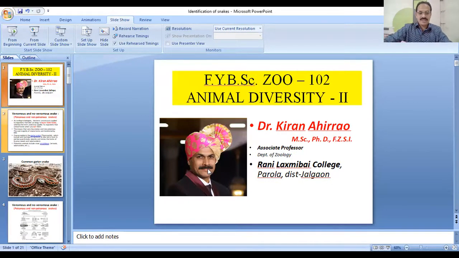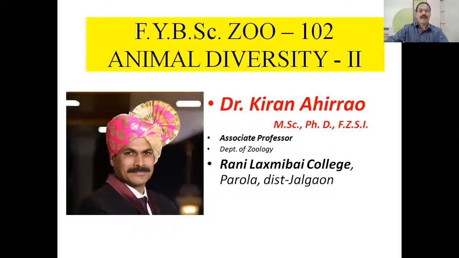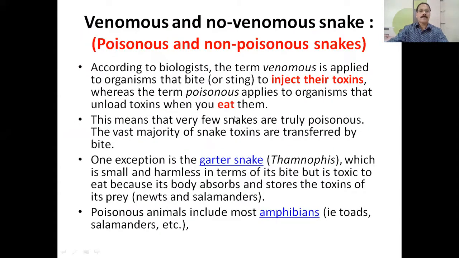One more very important thing is that there is a very important difference between poisonous and venomous. According to biologists, the term venomous is applied to organisms that bite or sting to inject their toxins, whereas the term poisonous applies to organisms that deliver toxins when you eat them. So this means that very few snakes are truly poisonous.